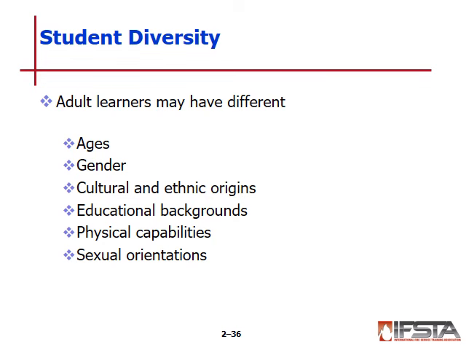And again, here's a whole list of different diverse issues that you may come in contact with. Age, obviously, gender, culture, educational background. You may have some individuals with a bachelor's, master's, and some with a GED. You may have different physical capabilities. Some may be able to run 2 miles in a blink of an eye, and others may take 2 days. And you may even run into some other sensitive issues, such as sexual orientation, and you may have to deal with those in a classroom setting.